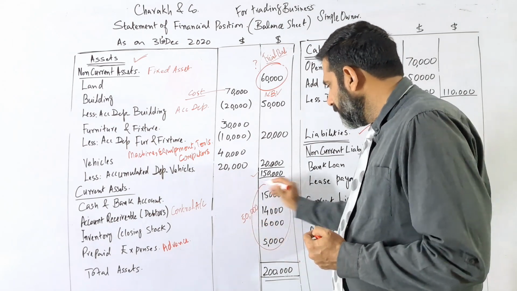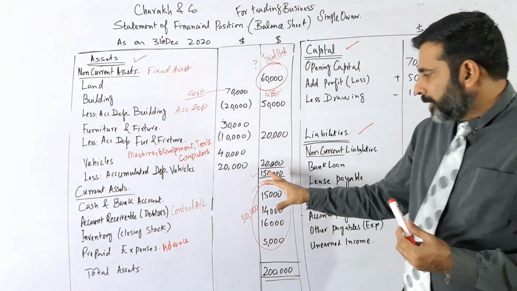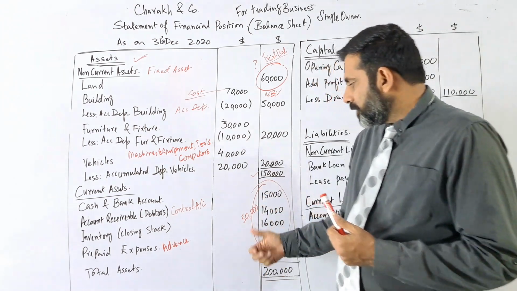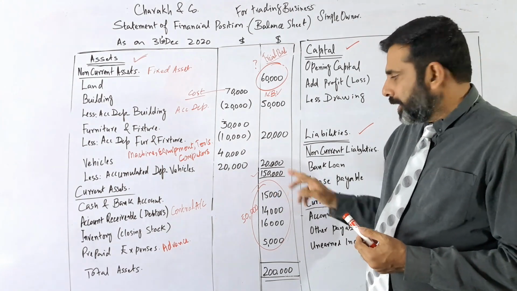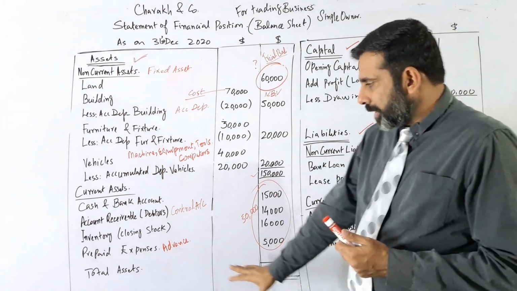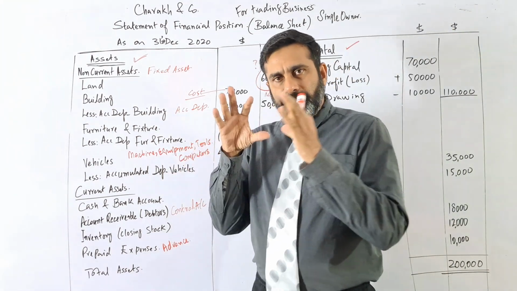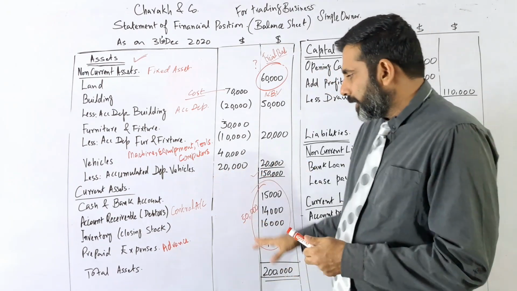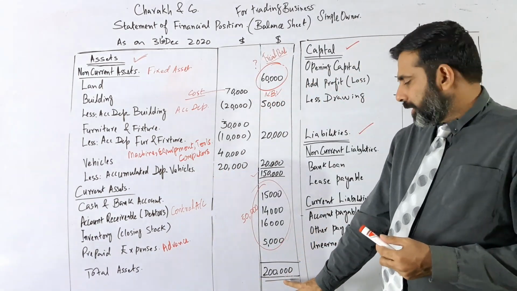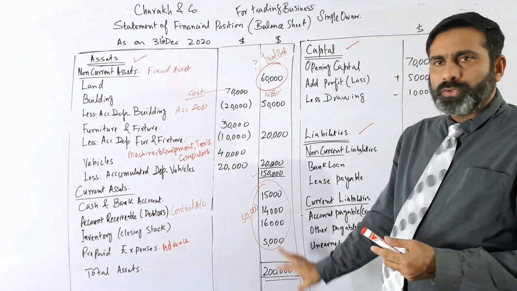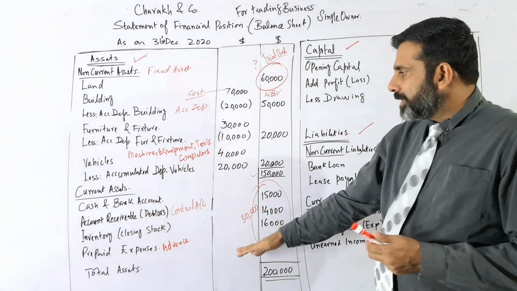If we total it, the total of these 4 items, the total of the current asset, is 50,000. The total of the non-current asset is 150,000. So if we get the total of the non-current asset and the current asset, that is almost 200,000. So 200,000 is the total asset. So the asset side is complete.